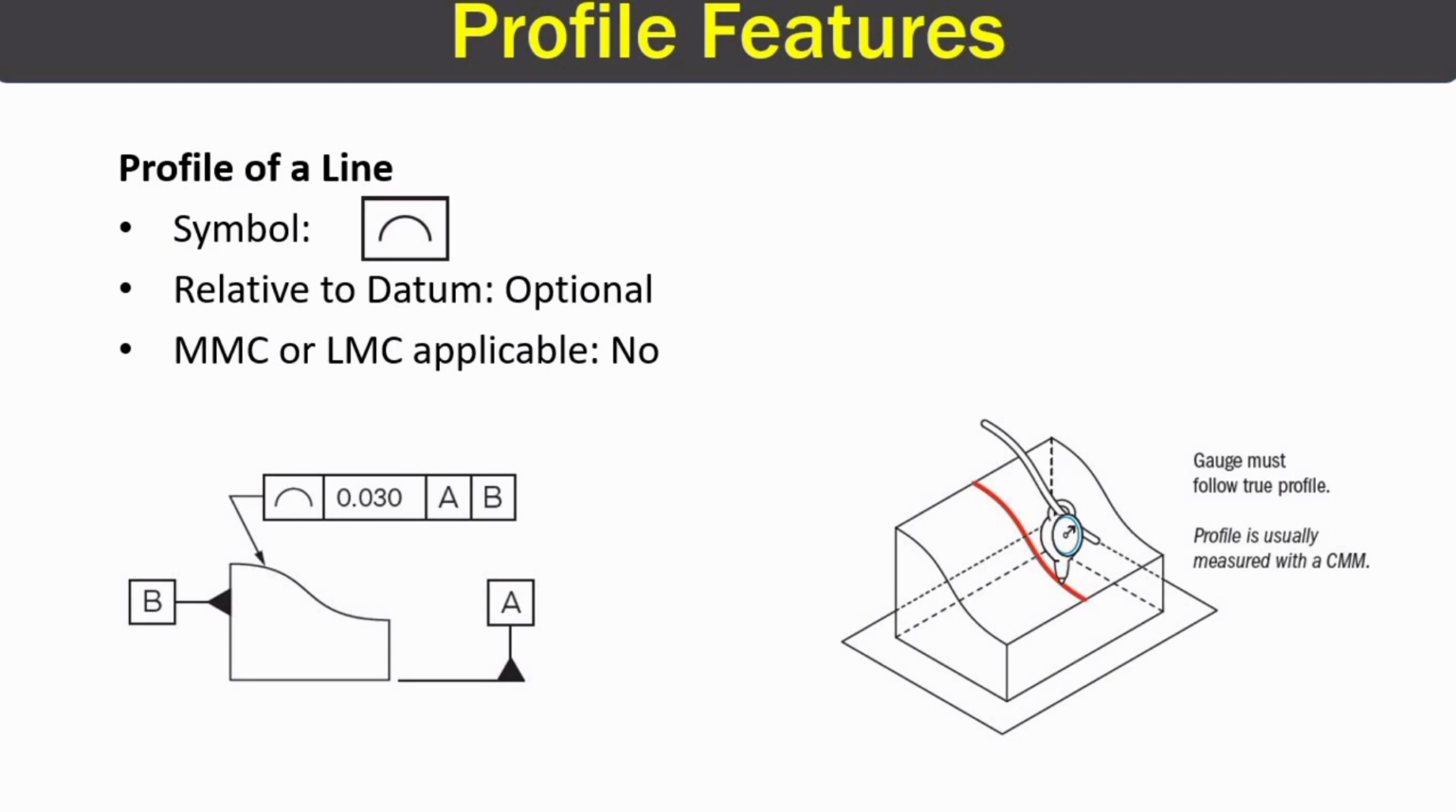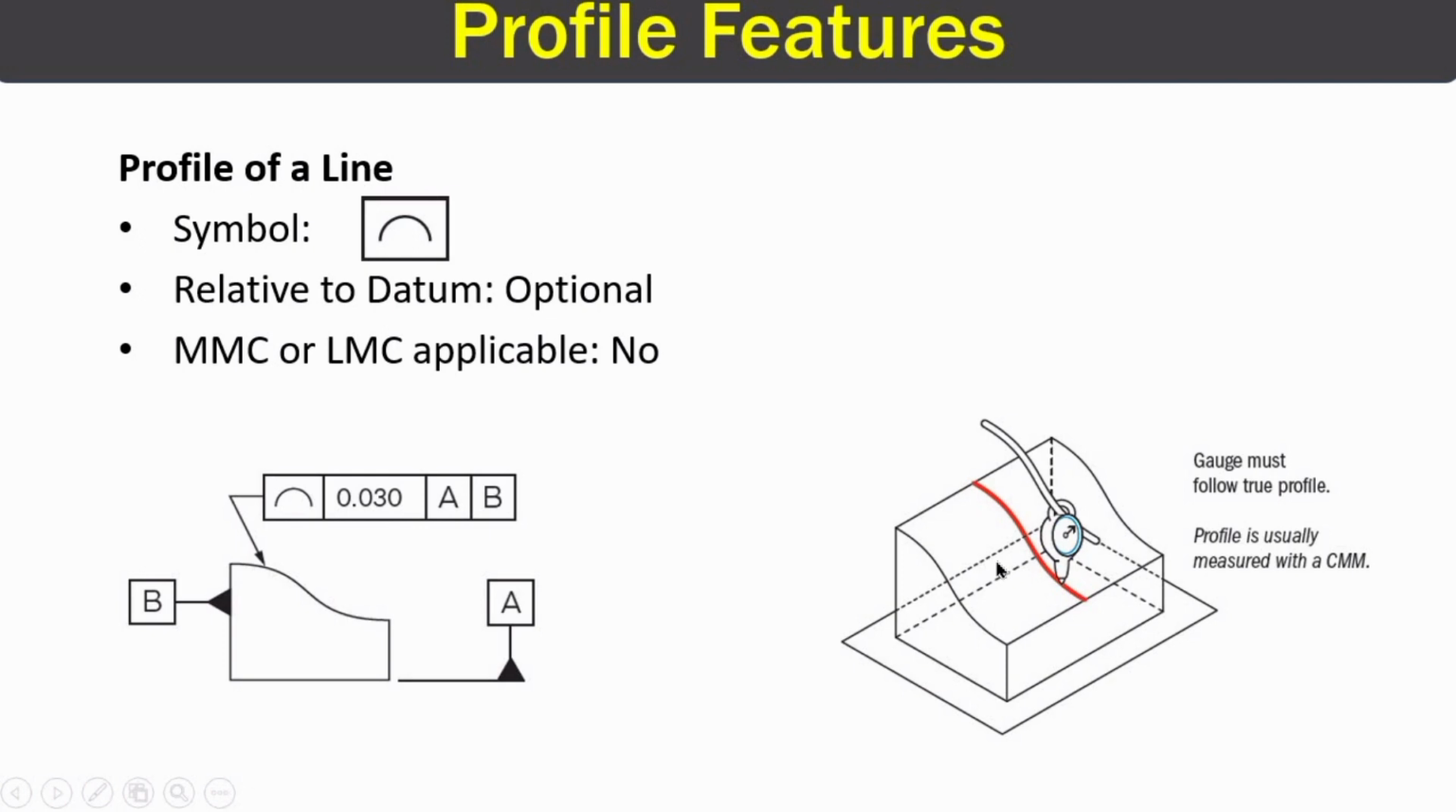In this image, you can see the profile of a line. This is the symbol of profile of a line along with its tolerance value, that is 0.030. There are two datums used, datum A and datum B, and both are perpendicular to each other. In order to measure the profile of a line, there are multiple methods. We can use the gauges as well, but in order to precisely measure, we use a CMM machine or coordinate measuring machine.